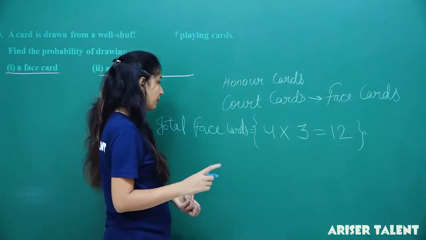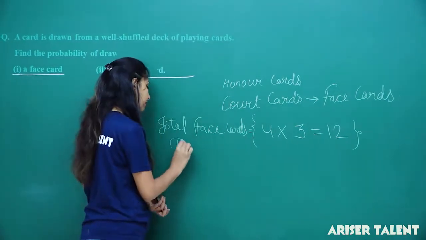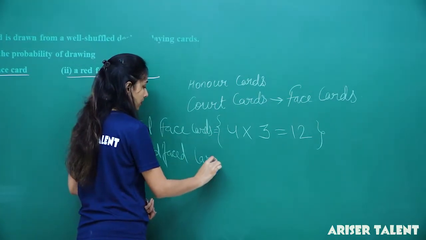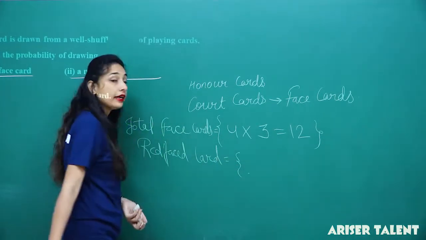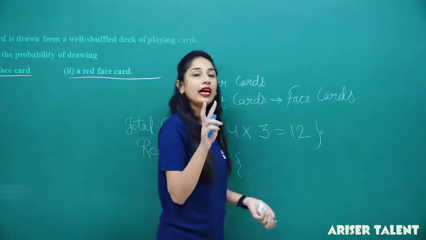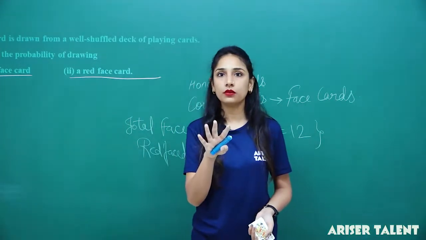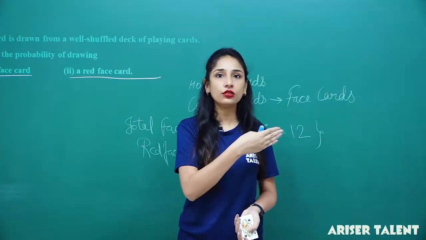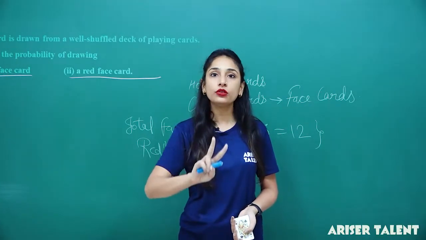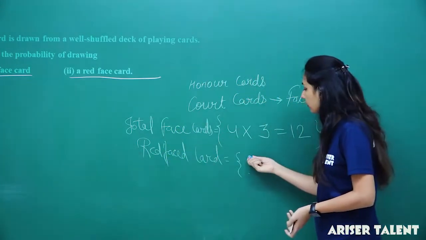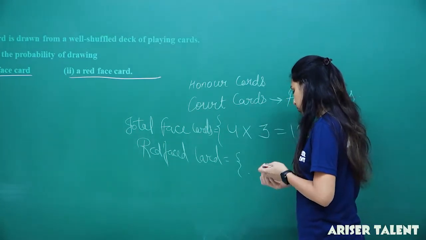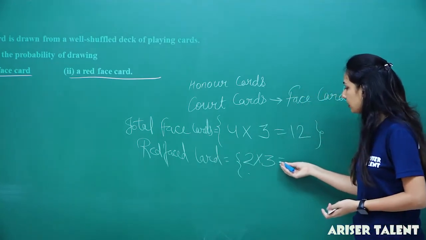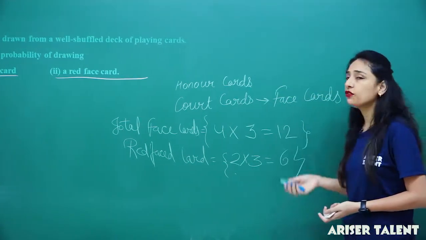Now if I talk about only red faced cards. Red faced, we have four suits in that, two black suits and two red suits. So black suits are eliminated, so only two red suits have been left. Now you have only two suits here. So 2 multiplied by how many in each? 3. So that will be 6.